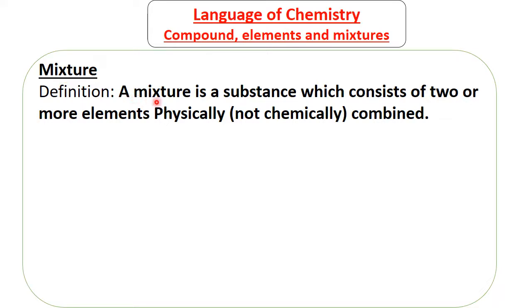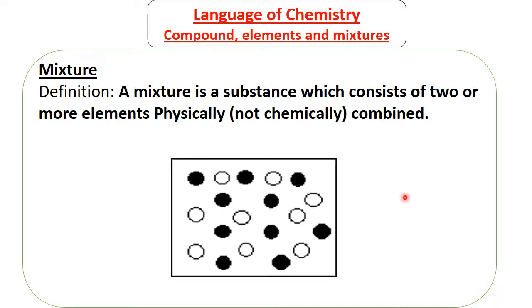Both of them are correct, but this one has been put here so that we understand the context, or how mixtures come in when we're talking about elements. Here I emphasize the word not chemically, meaning that physically combined means the combination is not in any way chemical. So this is how a mixture is represented diagrammatically.